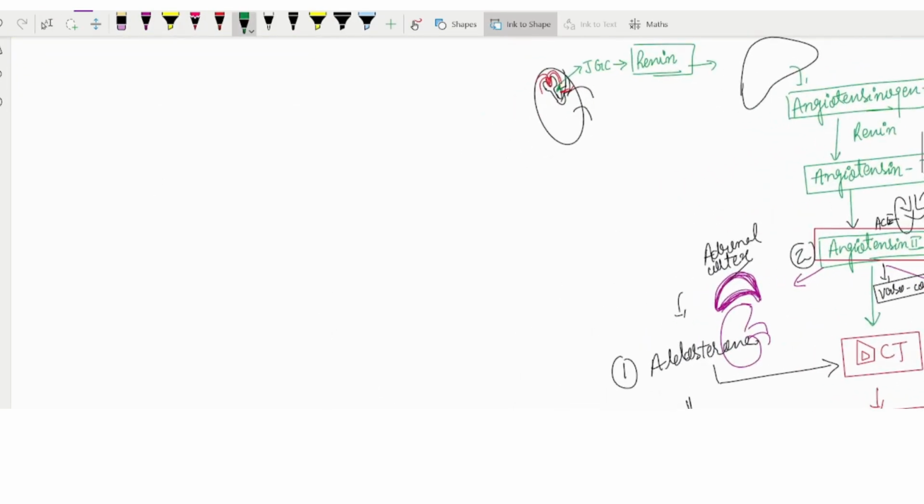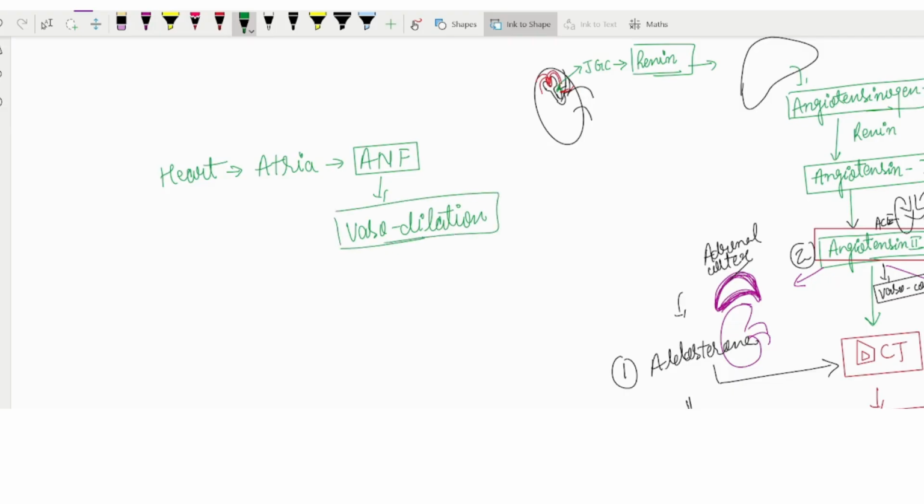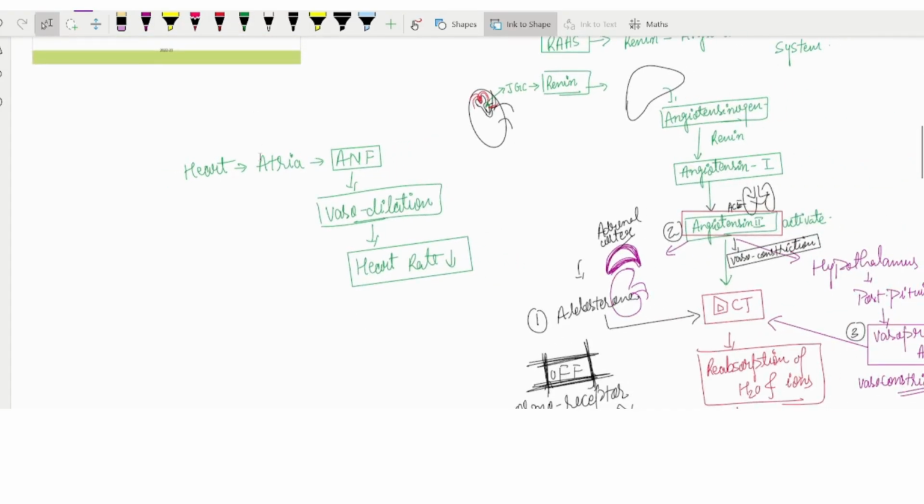So the heart itself will release one hormone. The heart is having 4 chambers, and from the atrium of the heart a hormone known as ANF, atrial natriuretic factor, is released. This will cause a vasodilation. So because of the vasodilation, what will happen? Heart rate will decrease. Okay, so heart rate will be low, and low heart rate, what will it do? It will bring the high GFR down to the normal GFR, causing the low GFR.